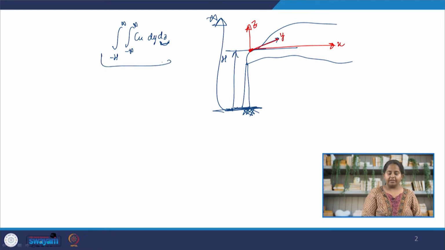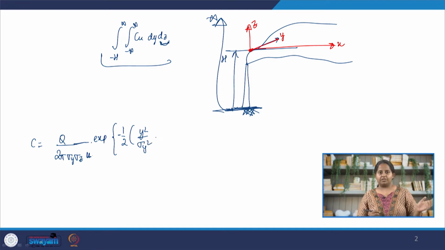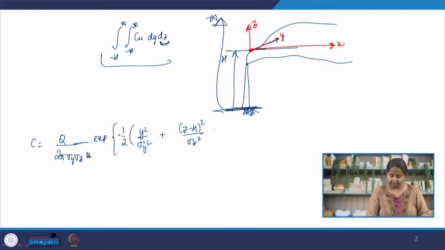And when you integrate with this range, the result that you get looks like this. C is equal to, and then the wind velocity here. So far this looks exactly similar to what we see when there is no chimney. The difference happens in the z. In z we now get (z minus h) whole square over sigma z square.